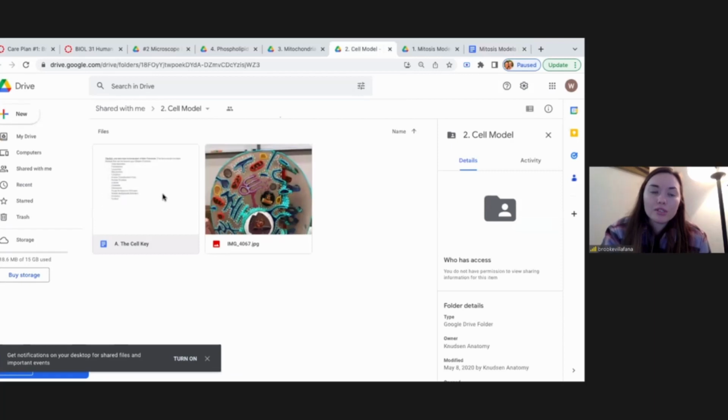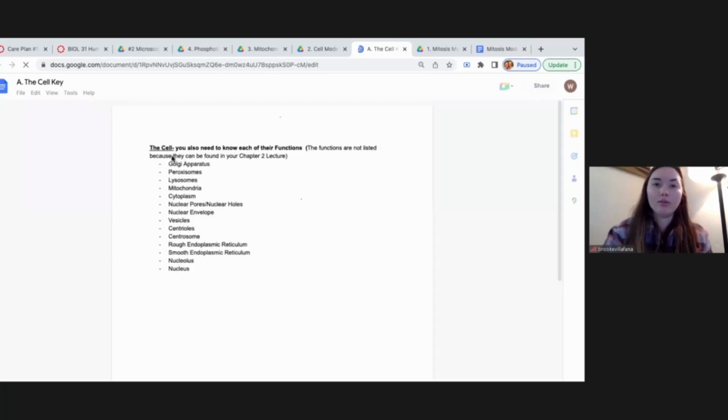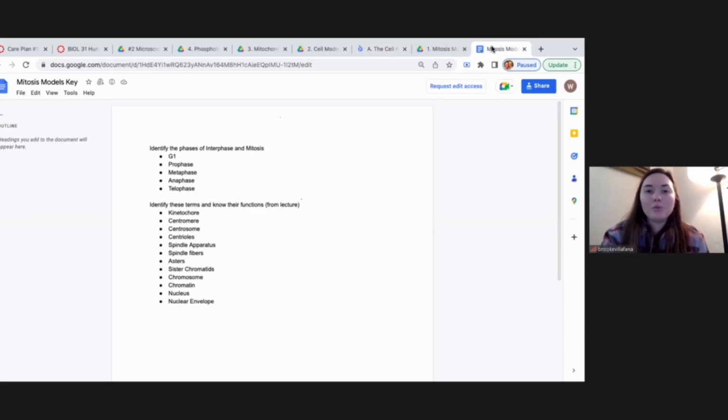So for the cell model, you look at your cell key and that tells you what you need to know from the cell model, right? So you need to know these terms. Most of the keys will say you need to know their functions. That's because the functions will be tested mostly on the lecture exam. The lab exam is not a lot of testing on the functions. Okay, so it's some functions, but not a lot of functions tested on the lab exam.